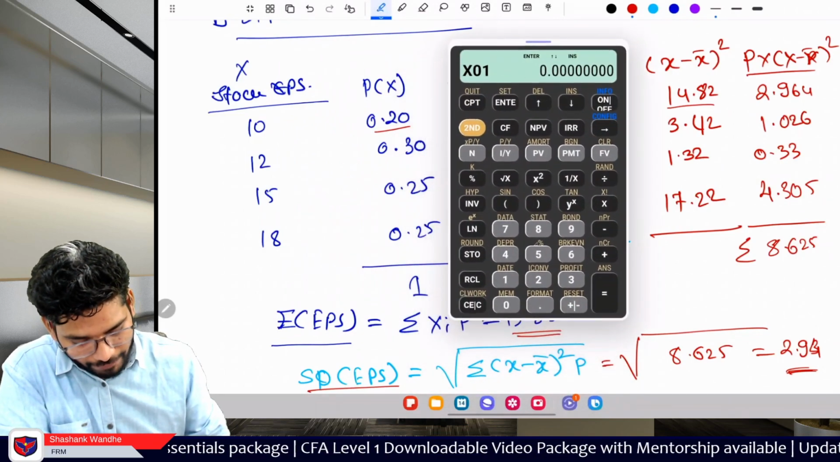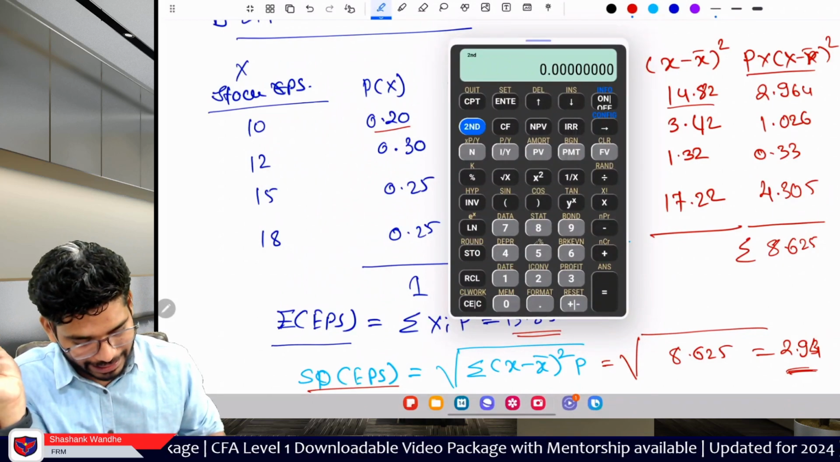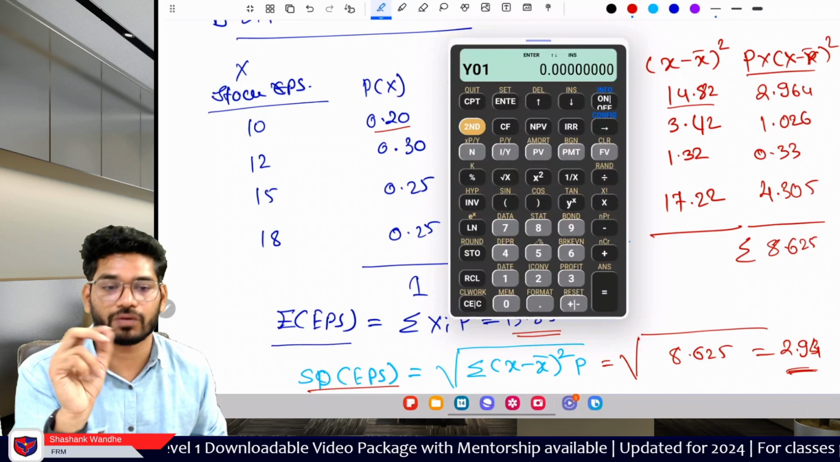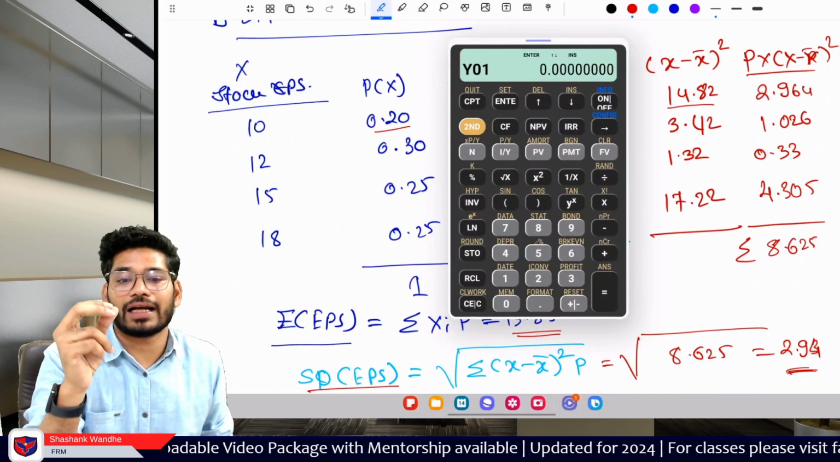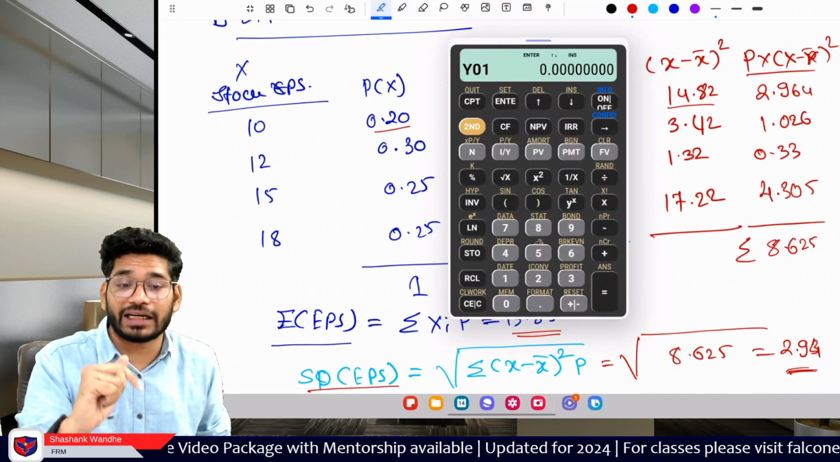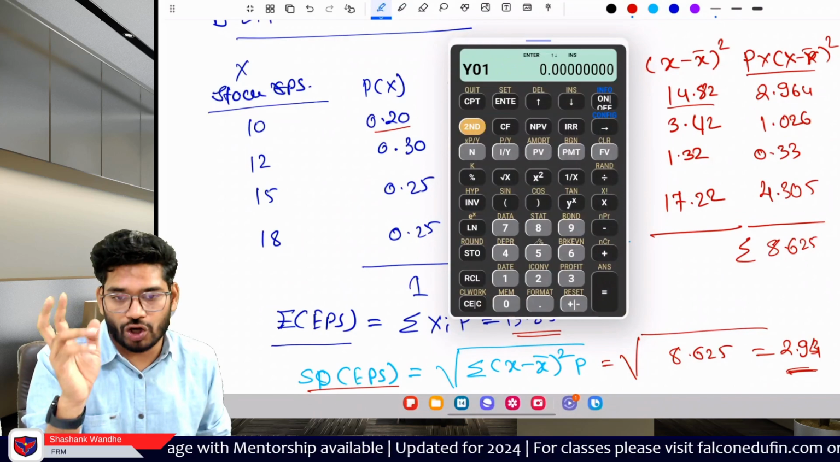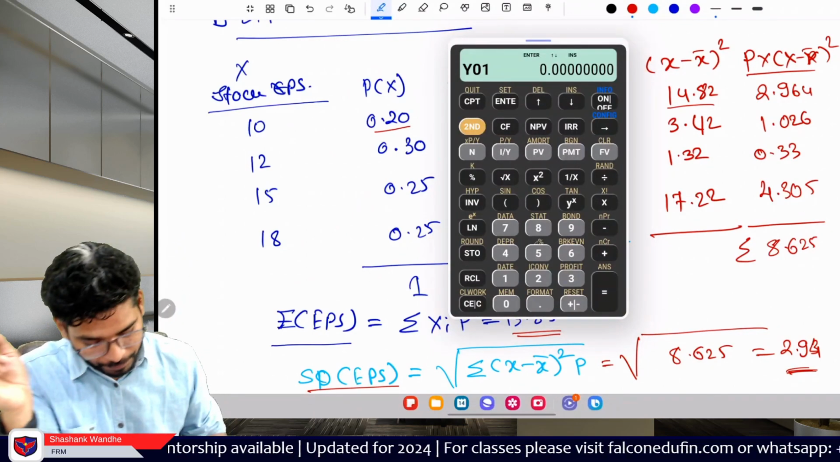Now first we have to feed the values. For this you simply click on second data, and here you will have x01, and if you press down you will have y01. In x01 you feed the x values, and in y01 you feed the probability values. But remember, the probability should be filled as a whole percentage, not in decimal format. So for 20% you will use 20, simple.